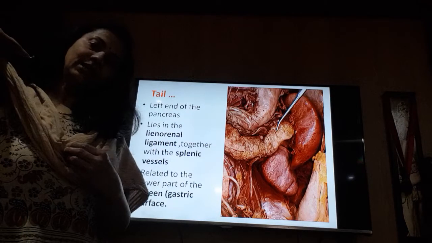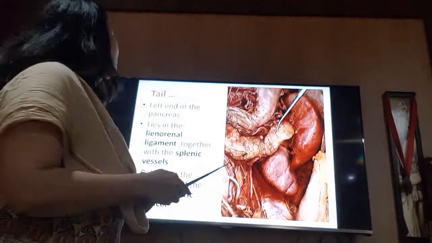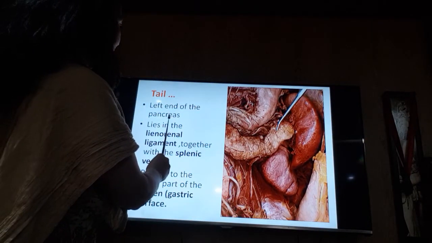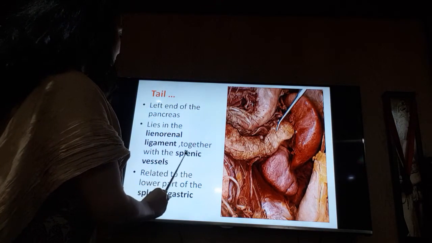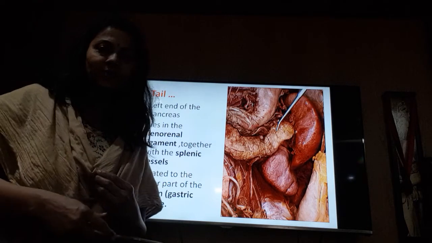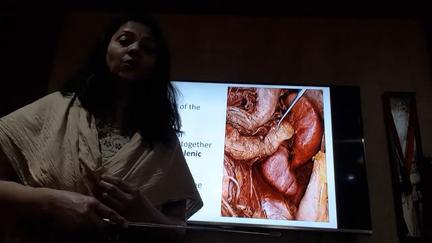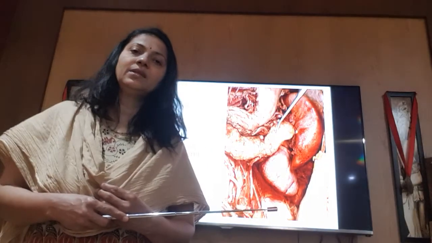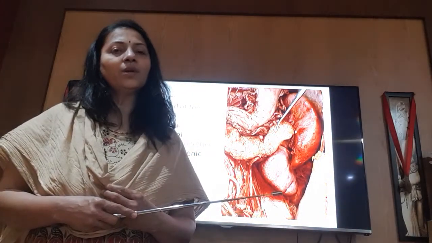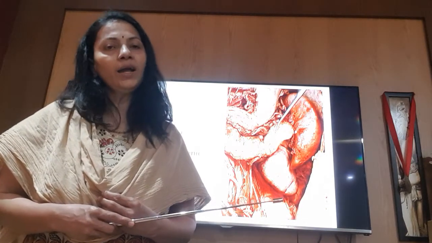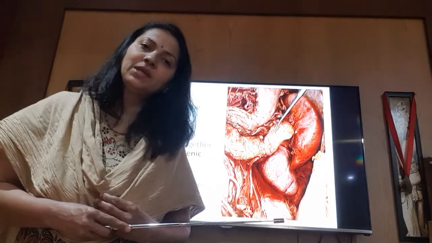Now we come to the tail. The last structure of pancreas is tail. Left end of the pancreas, it lies in lienorenal ligament together with the splenic vessels. Splenic vessels means splenic artery, splenic vein, both. Now you will say, what is lienorenal ligament? See, there are two ligaments, gastrosplenic ligament and lienorenal ligament, which are attached to the hilum of spleen. Lieno is representing nothing but spleen itself.